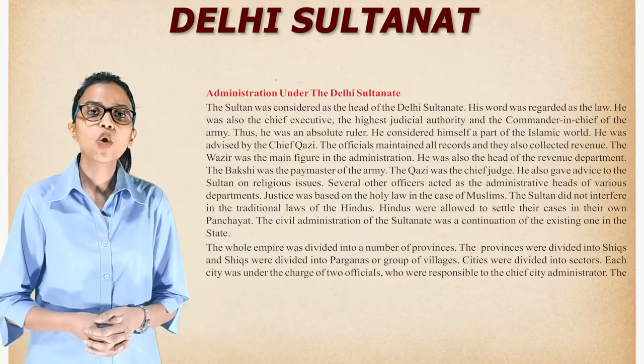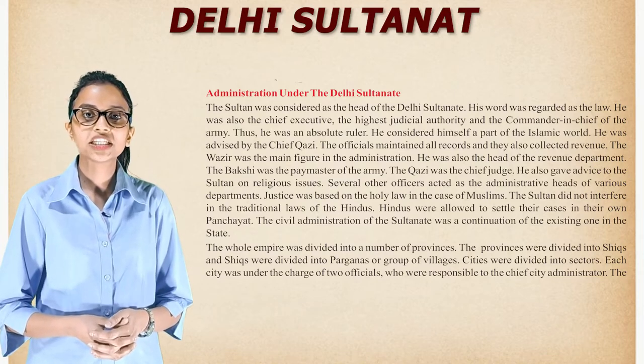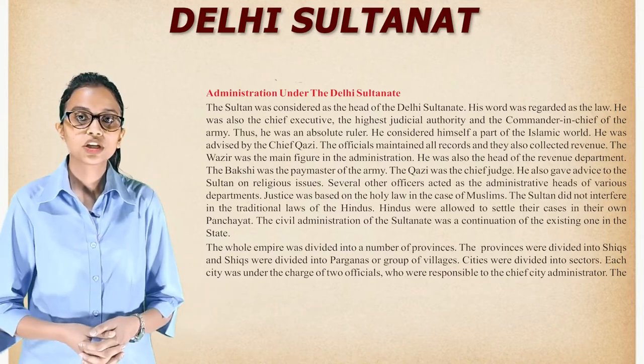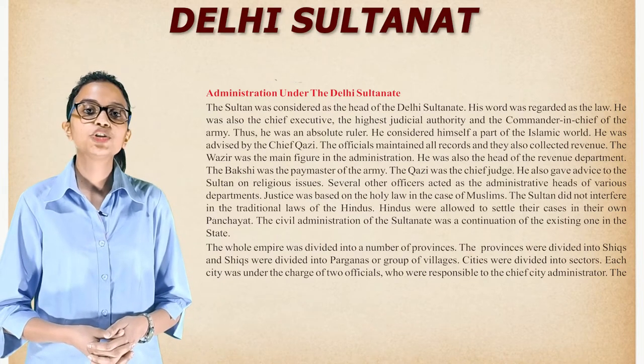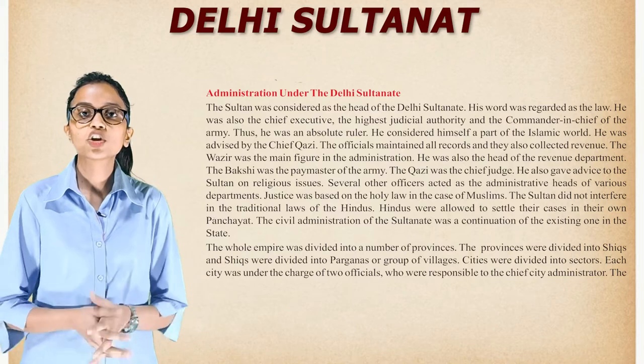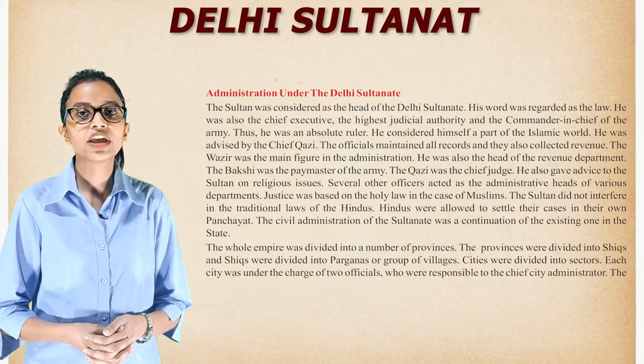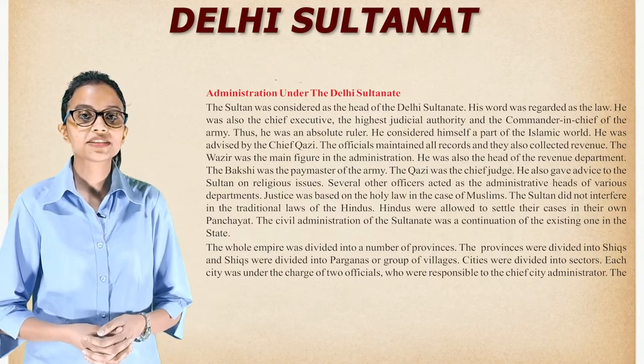The bakshi was the paymaster of the army. The qazi was the chief judge. He also gave advice to the Sultan on religious issues. Several other officers acted as the administrative heads of various departments.